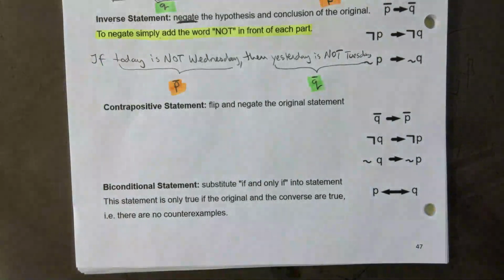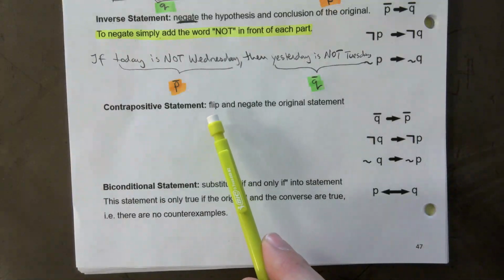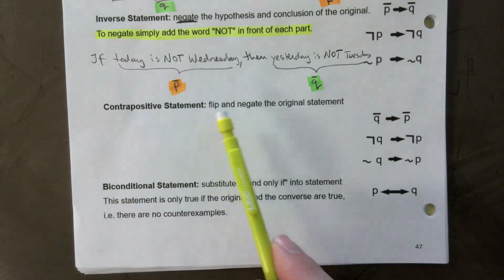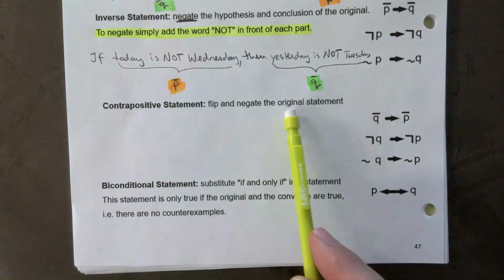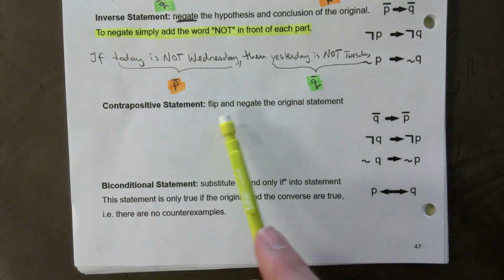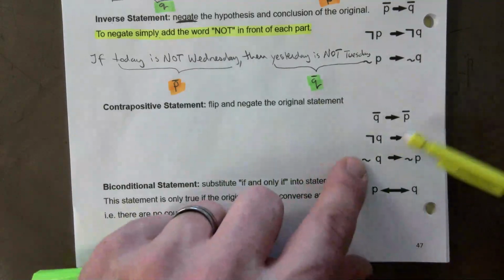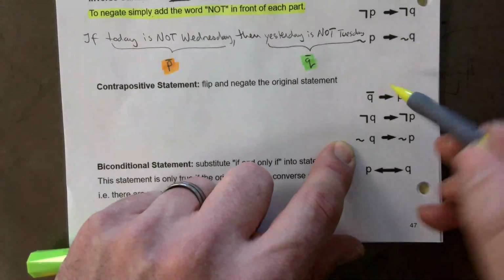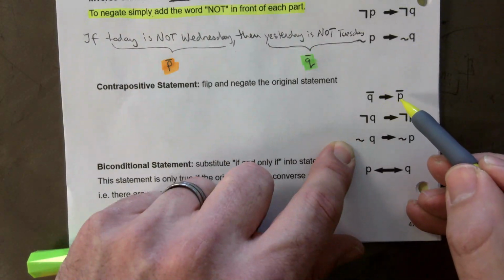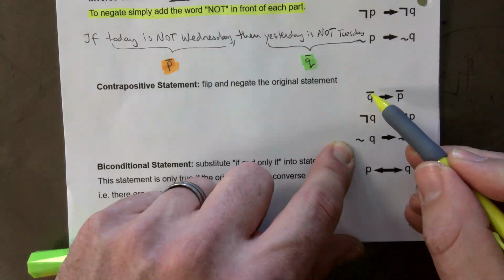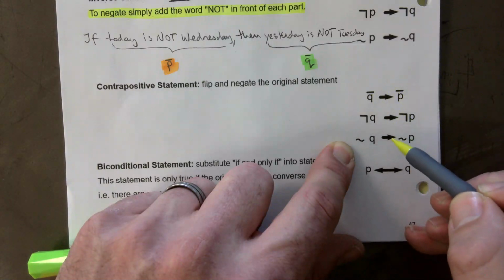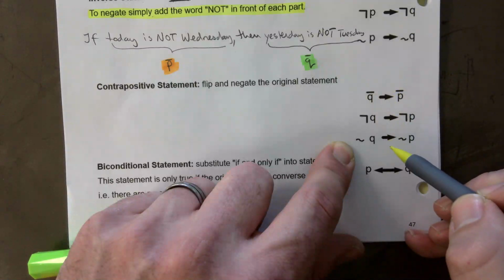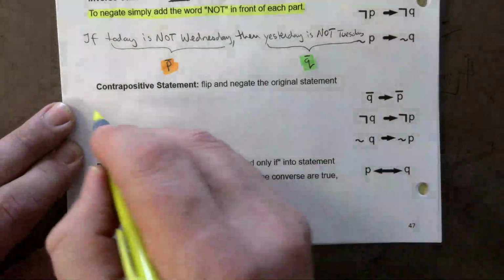Contrapositive. It says to flip and negate the original statement. Flip and negate. So watch this. Right? So you see that P came over here, Q came over there, and both of them get a not in front of it. And so these are just the three different versions that you could expect. Okay?